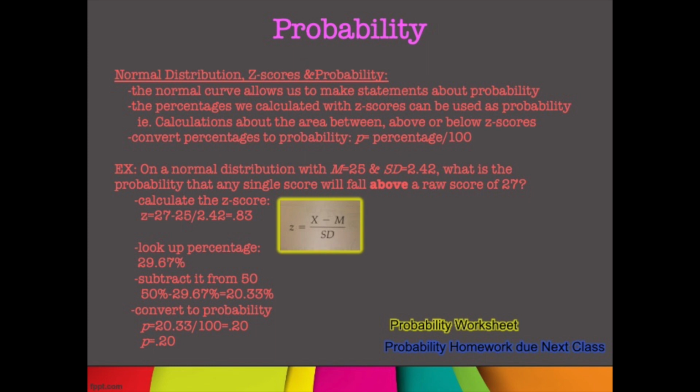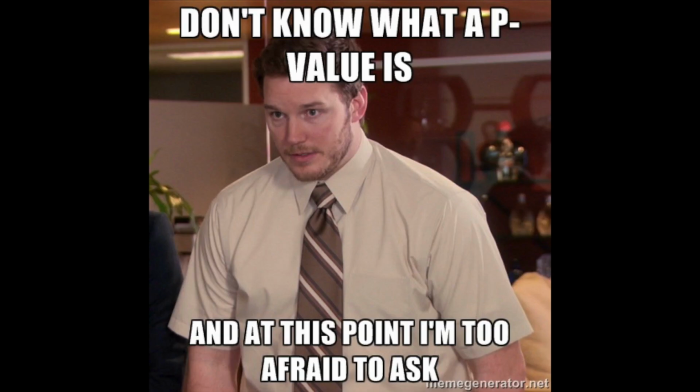So in this example, that would be equal to 20.33%, and then you would need to convert that to probability just by dividing by 100 and then rounding correctly. So you would see that the answer here is a p-value equal to 0.20.